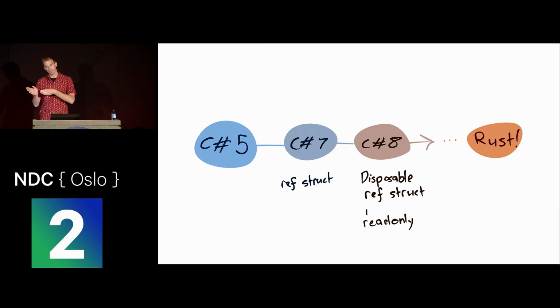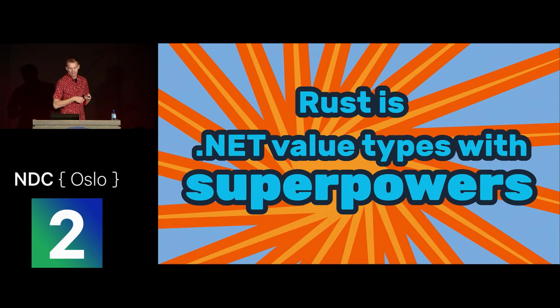If you keep following that path along into the future, you might end up with a language that looks like Rust. Will C# 15 have a borrow checker? Who knows? So we can really think of Rust as .NET value types with special superpowers, because Rust is fundamentally data types, fundamentally value types. It makes them nice to work with. So anything that you wish you could do with value types in C# but felt like you couldn't, you probably can do in Rust.